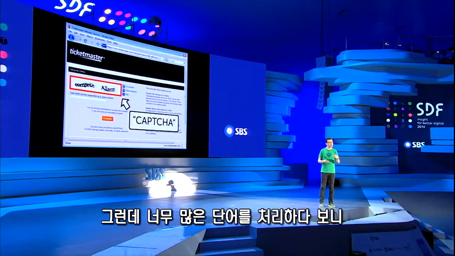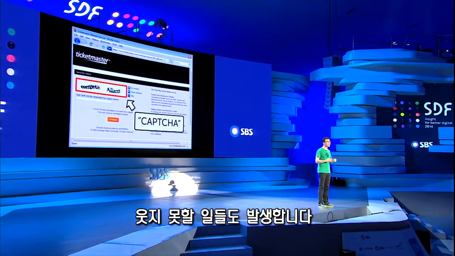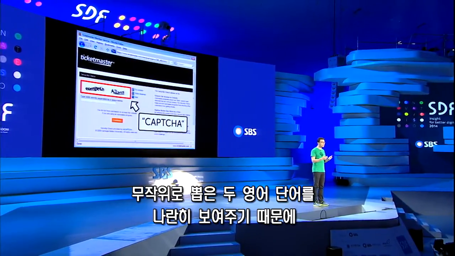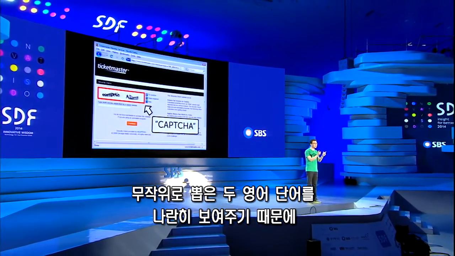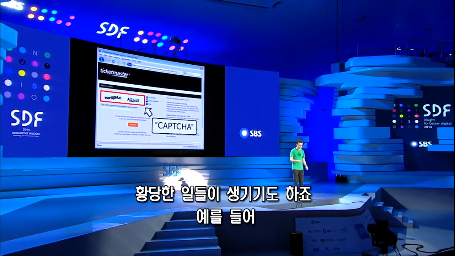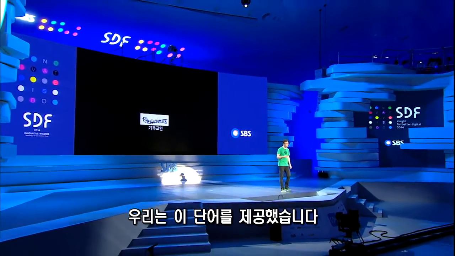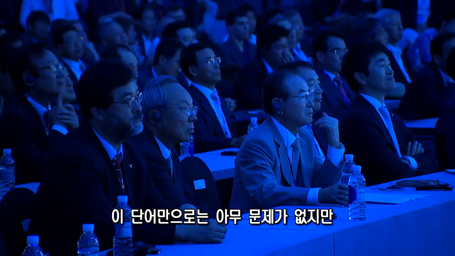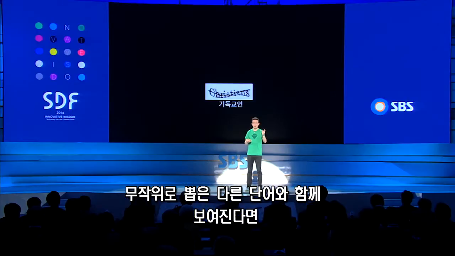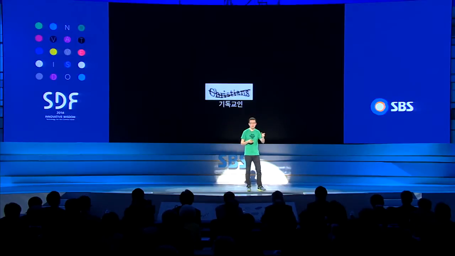Now, because we are doing so many words, funny things can happen. And this is especially true because you see we are putting two randomly chosen English words right next to each other. So funny things can happen. For example, we showed this word. I put the Korean translation there. There's nothing wrong with this word. But if you put it along with another randomly chosen word, bad things can happen.